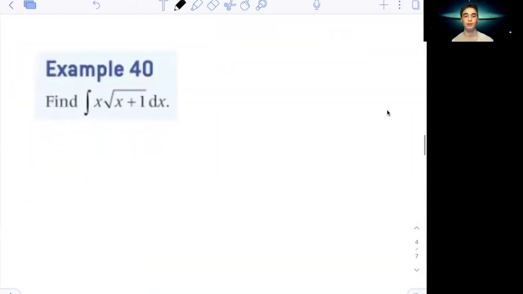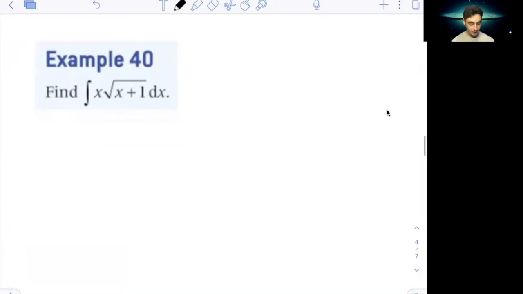I guess pause the video and see if you can do this by yourself, but I'm going to dive right into it so I don't take up any more of your time. So find the integral of x times the square root of x plus 1 dx. Okay, so I think it's pretty obvious which one we're going to want to substitute in for: the x plus 1. So if we say u equals x plus 1, we have du equals 1 dx.